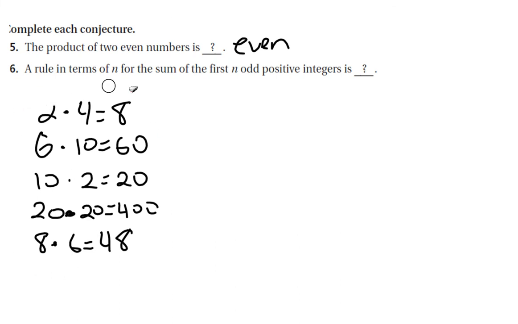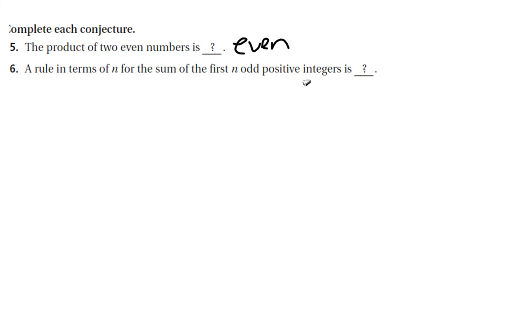The rule in terms of n for the sum of the first n odd positive integers is blank. It's kind of a mouthful here. In terms of n. Okay, the sum of the first n odd positive integers. Okay. So let's say n equals 3. So we want the sum of the first 3 odd positive integers. So the first odd positive integer is 1, right? Our next odd positive integer is 3, and then after that is 5. So the sum of those, 1 plus 3 plus 5, is 9.